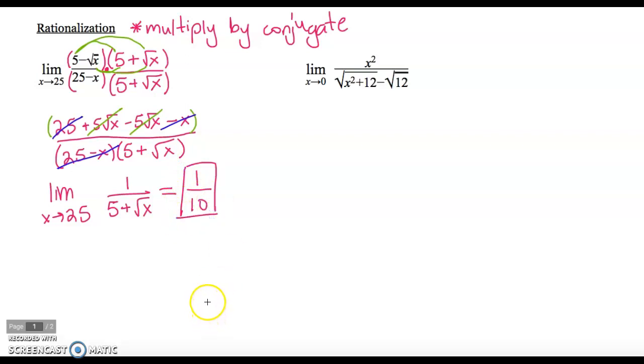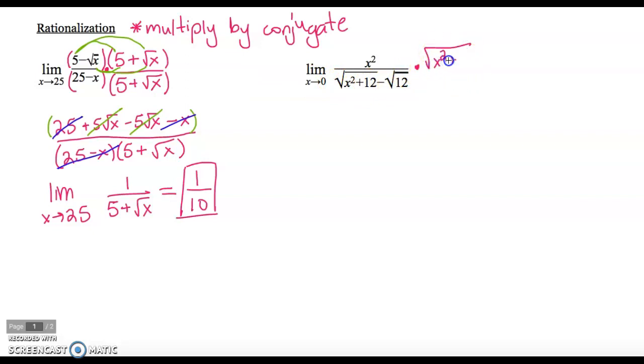Bam. And we can do the same thing over here. So if I plug in 0 right now, I get 0 over, let's see, plug in 0 here, square root of 12 minus square root of 12 is 0 in the bottom, so 0 over 0. And so I notice I have a radical expression, and you can do it in the numerator or the denominator. And so I'm going to multiply by the conjugate on the top and bottom.